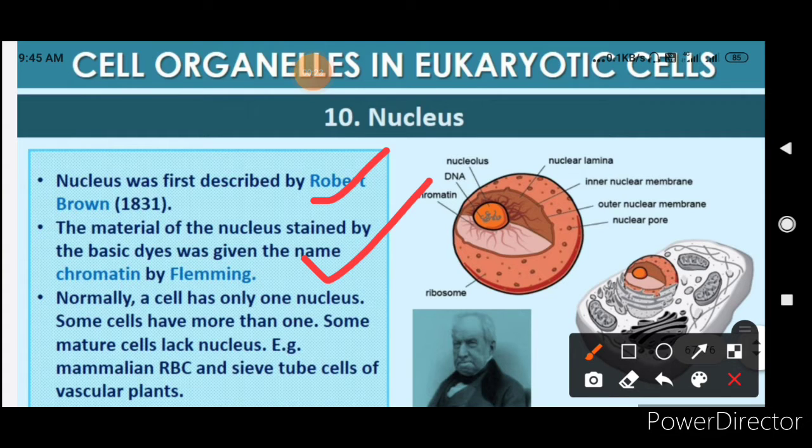Normally a cell has only one nucleus. Some cells have more than one. Some mature cells lack nucleus, example mammalian RBC and sieve tube cells of the vascular plants.